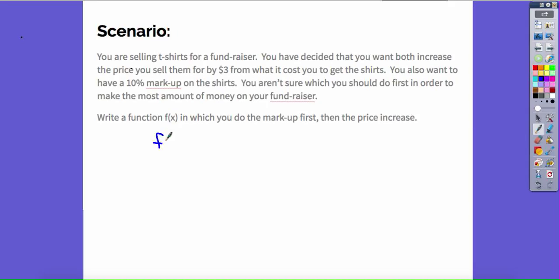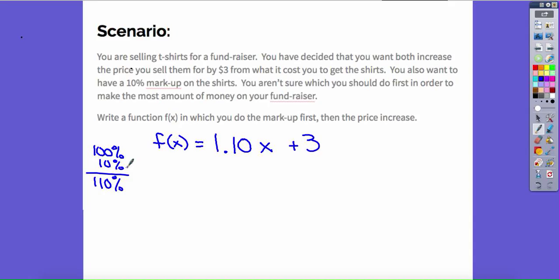So if I start out here with f of x, and I'm going to do a 10% markup, I know that I am adding that 10% to 100%, and getting 110%. Now we want this as a decimal, so that's where I'm going to get 1.10 times that initial cost, then I'm going to add $3 to that cost. So I've done the markup first, then the price increase. I started with my 100%, then I increased that 10%.